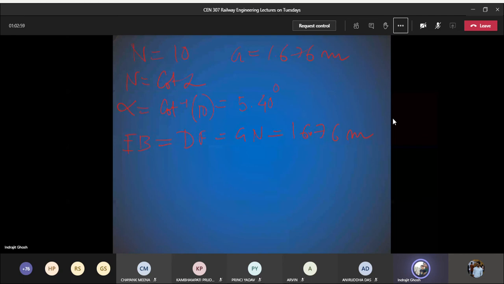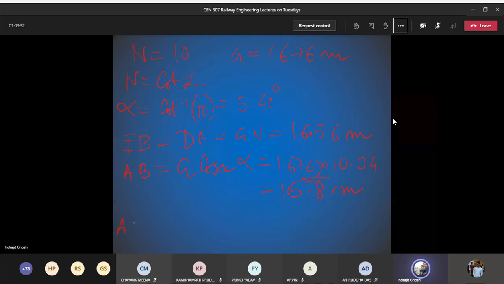We need to know the different sides. Let us take AB. What is the equation we got? Cosec alpha, so 1.676 cosec alpha. Cosec 10 is coming as 10 point something. So if you multiply this, you will be able to get 16.8 meter.